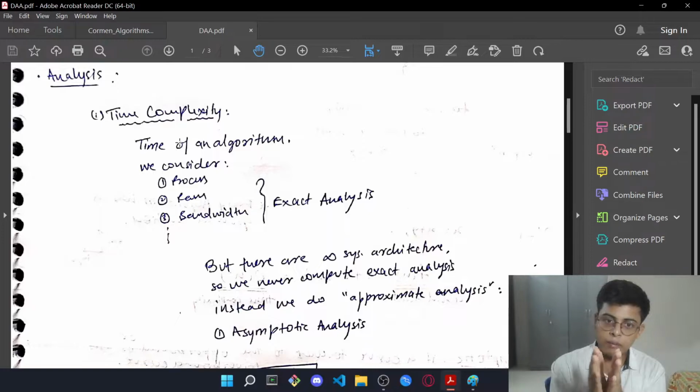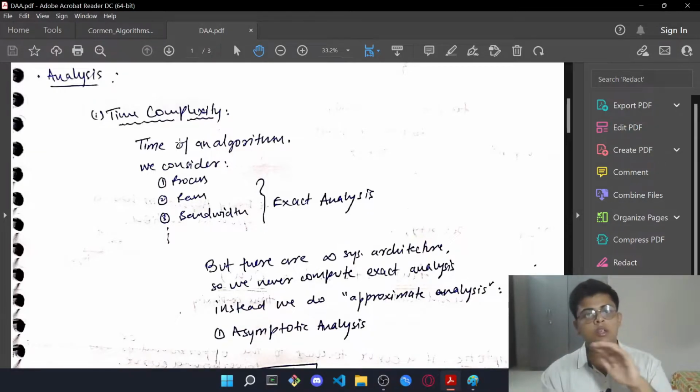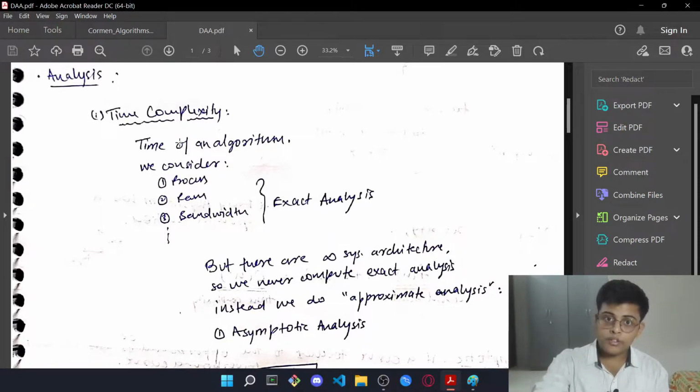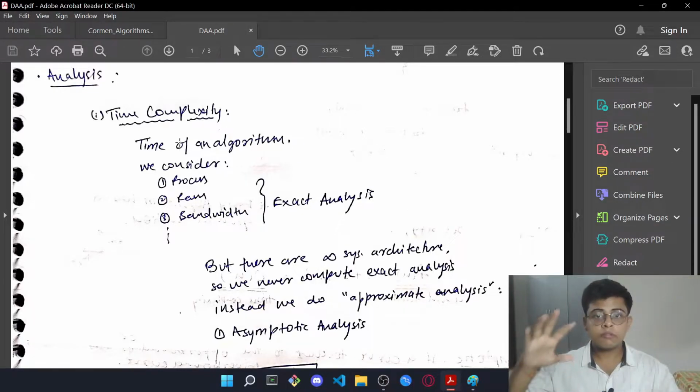But there is a crux to it. There are different computers in this world. Every computer has a different processor, different RAM, different cache memory, even a different operating system. Different materials with which these things are made, so temperature and physical quantities are all different. So there can be gazillions of permutations and combinations. We can't just do an exact analysis of every computer and see if the algorithm is working or not. So we do a simpler thing that is called approximate analysis.